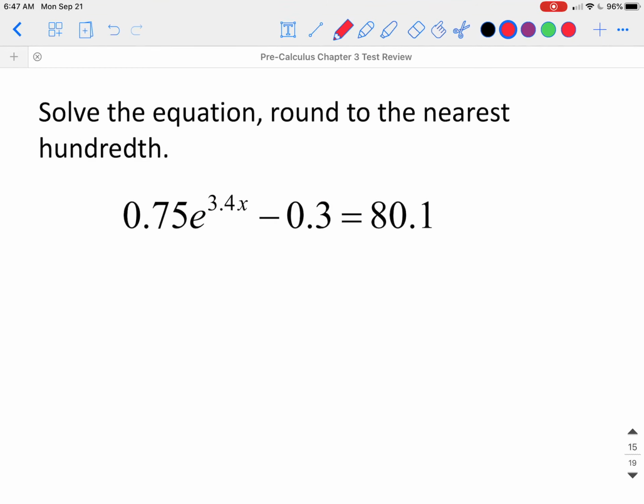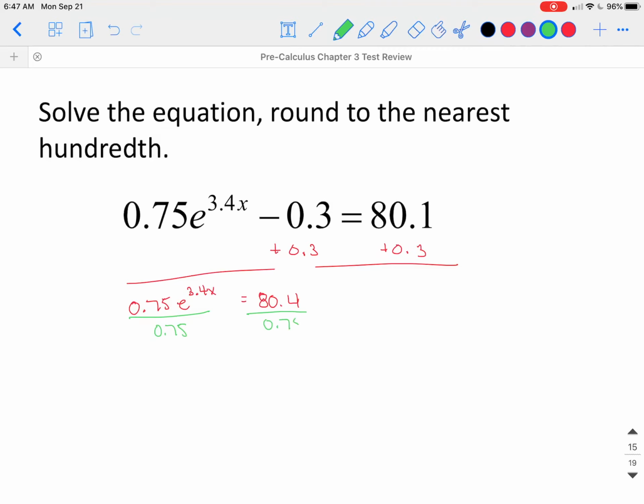Solve the equation, round to the nearest hundredth. So we want to get, again, that variable by itself. So we're going to add 0.3 to both sides. That's going to give us 0.75 e to the 3.4x is equal to 80.4. Let's fix that. Now it's 0.75 times that quantity, so the opposite of multiply is divide.